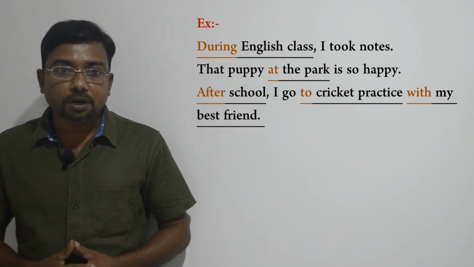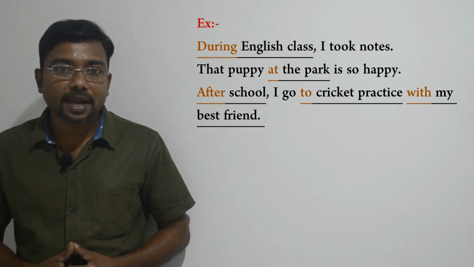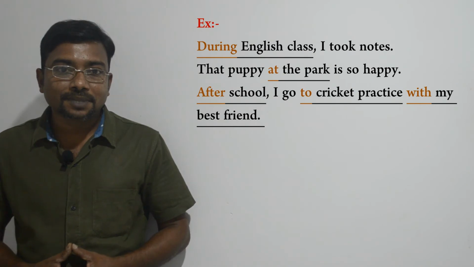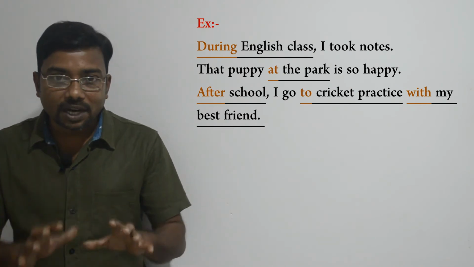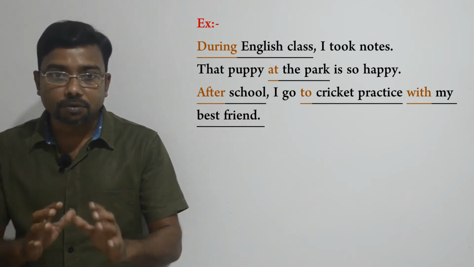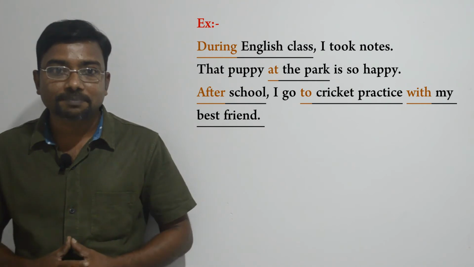Okay, now let's talk about the position of a prepositional phrase in the sentence. Remember, a prepositional phrase can stand at the beginning of the sentence as well as at the end of the sentence. Not only that, it can stand in the middle of the sentence. Okay, let's look at some examples to clarify this. During English class, I took notes. That puppy at the park is so happy. After school, I go to cricket practice with my best friend. Here, the underlined ones are prepositional phrases because each begins with a preposition and includes an object of the preposition with other modifiers.